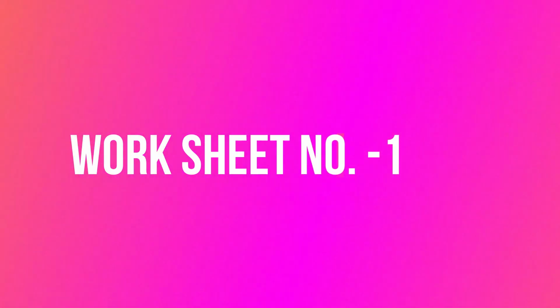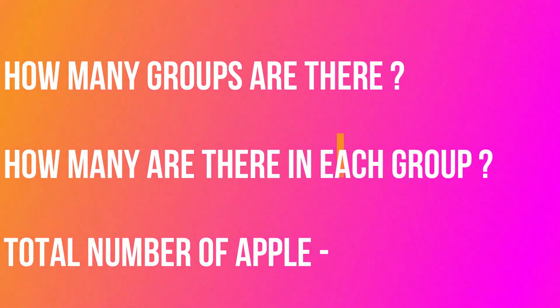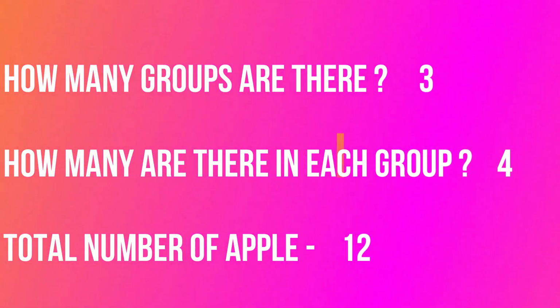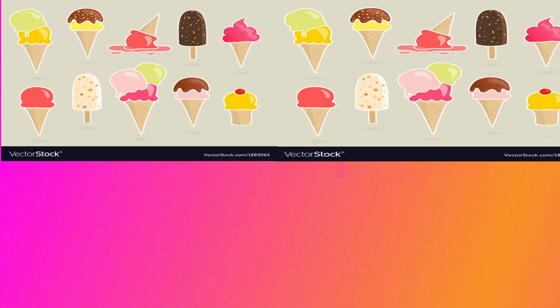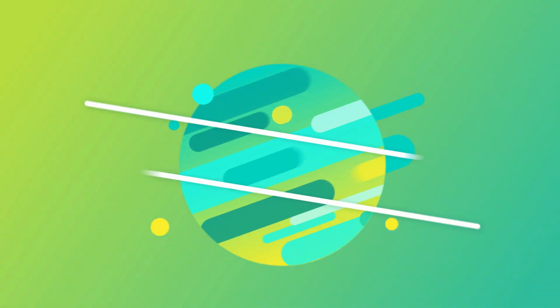This is your worksheet number 1. First question. How many groups are there? Second one. How many are there in each group? Third one. Total number of apples. Now, look at this picture, then count the number of ice cream, and then tell me they are less than 10 or more than 10.